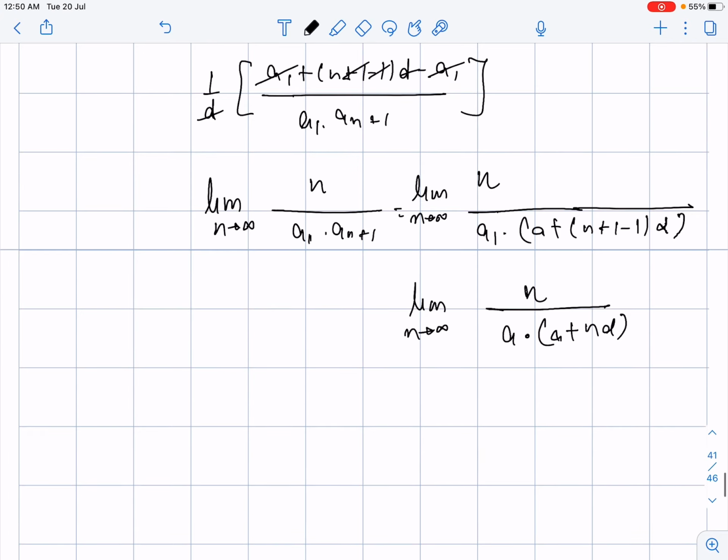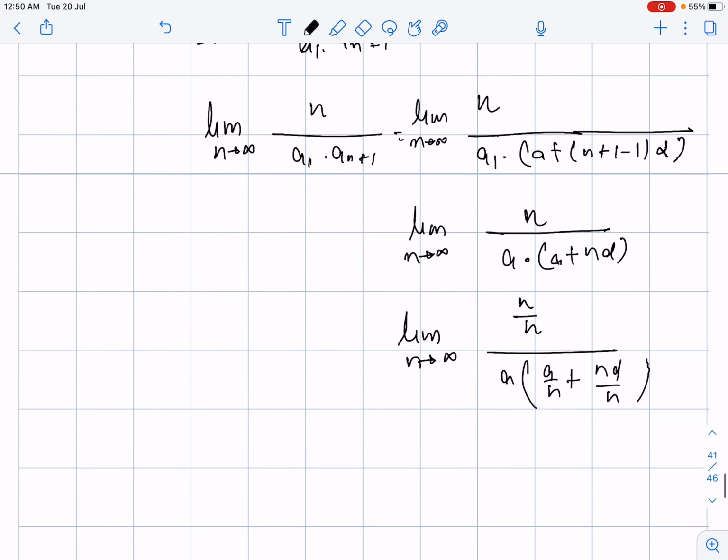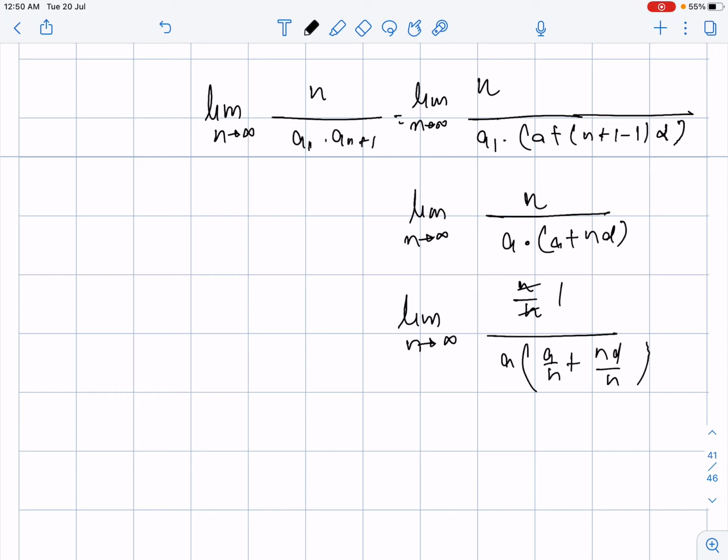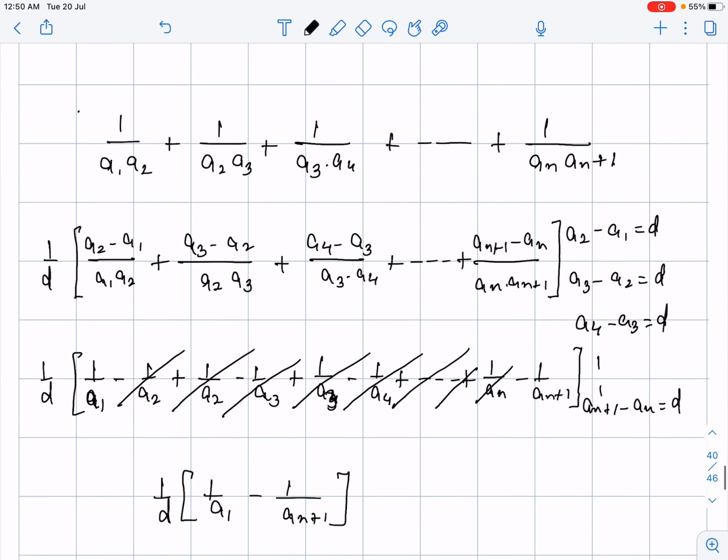Now let's divide numerator and denominator by n over here. So limit n tends to infinity, n divided by n, whole divided by a multiplied by a upon n plus nD divided by n. Now n divided by n is 1, we know, and a upon n will become 0. So 1 divided by a multiplied by n upon n will become 1. 1 upon aD will be the final answer for this question. If there is any option like this, that should be marked by us.